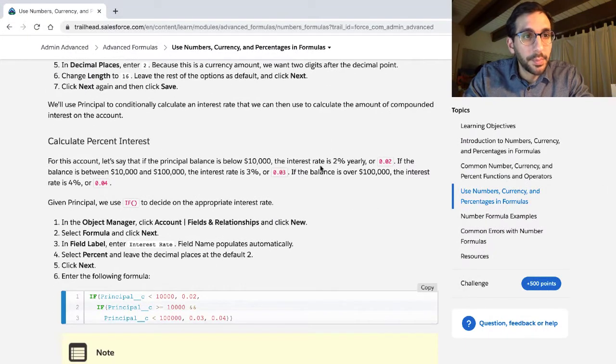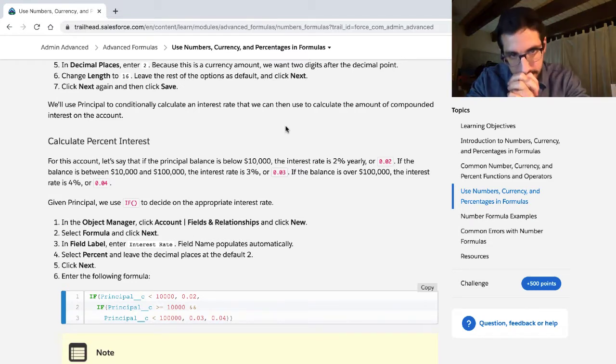We'll use principal to conditionally calculate an interest rate that we can use to calculate the amount of compounded interest on the account. That just didn't sound like English at all to me. We use principal. Which principal? My kid's school principal? Do unto others as others would do unto you? What principle are we talking about here?